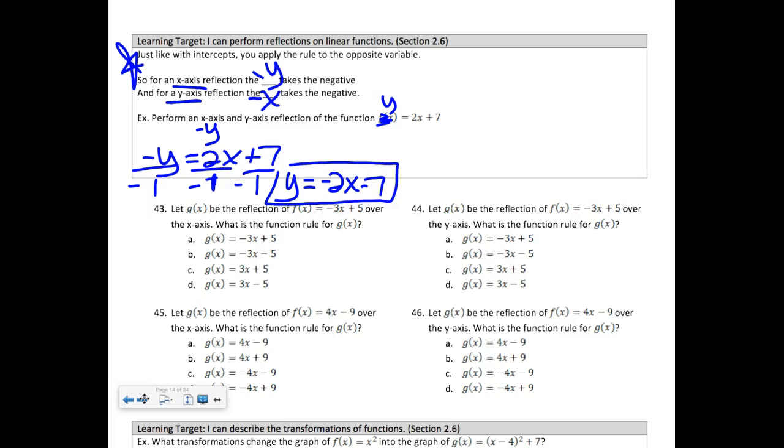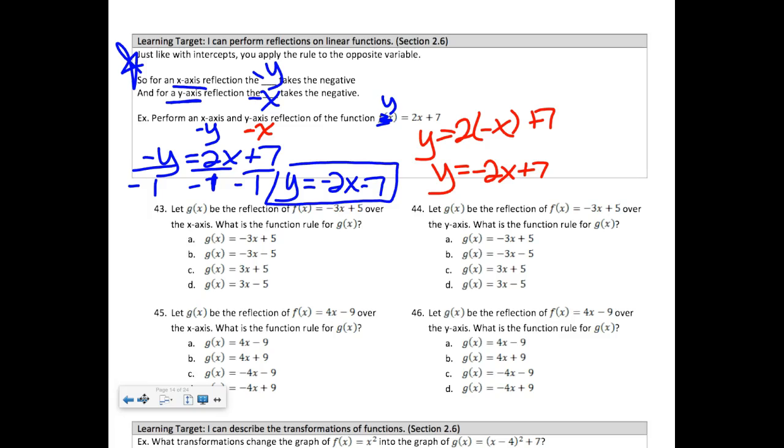Whereas the other one, when I do this y-axis reflection, it's our x that becomes negative. So I'm going to take my equation and replace my x with a negative. Again, this looks a little ridiculous, so I'm going to fix this. This is really just going to turn this to negative. So now I have y equals -2x plus 7. So it's just changing the x. Do you remember this?